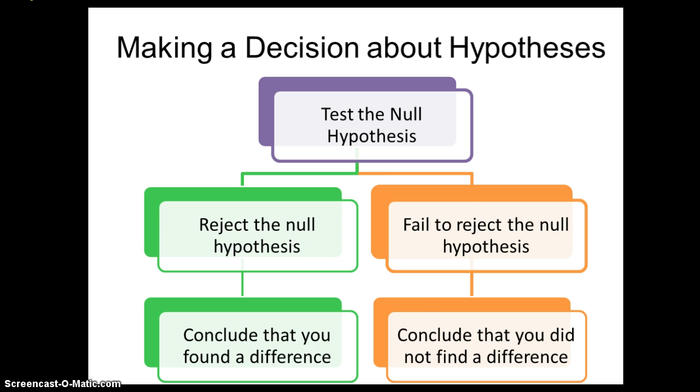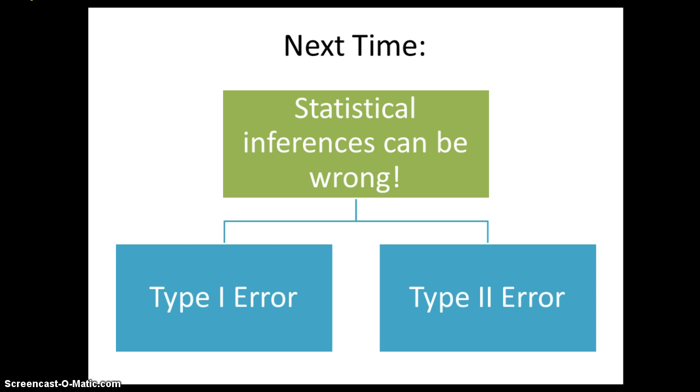So next time we will talk a little bit about statistical inferences and how they can be wrong. Because remember, we're talking about probabilities here. And the next video introduces type 1 error and type 2 error and relates it to hypothesis testing.